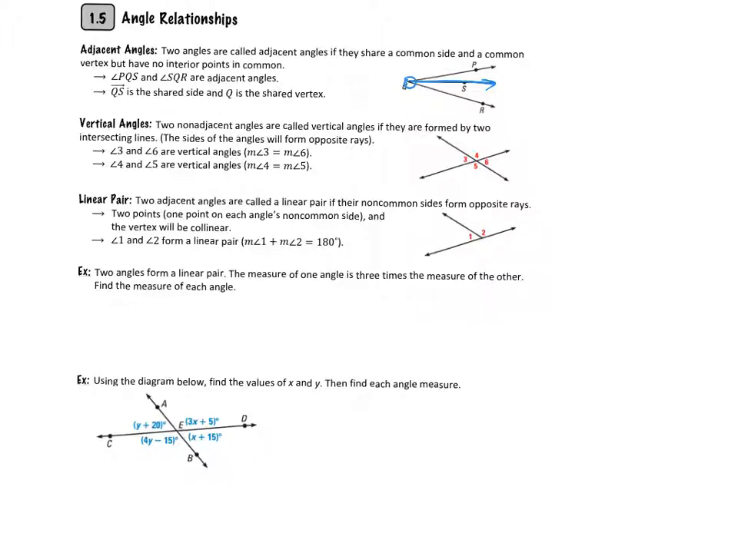Vertical angles are two non-adjacent angles formed by two intersecting lines. This is like we saw in our Geometer's Sketchpad activity. In this case, angles 3 and 6 are vertical angles, and angles 4 and 5 are vertical angles. And as we learned in our activity, vertical angles have equal measure.